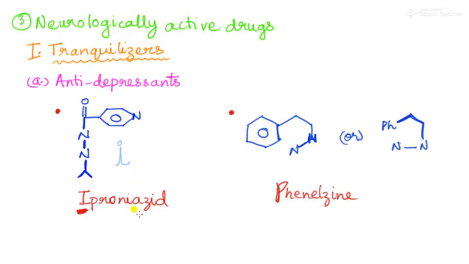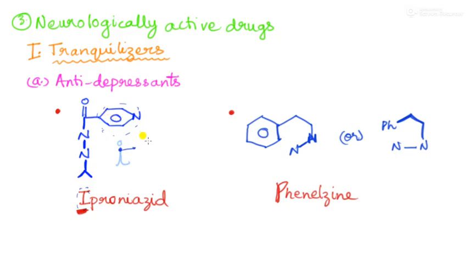Here there are 2 examples, iproniazid and phenelzine. Iproniazid, this I should give you a hint of small I. If you can see, this looks like an I with this dot being oxygen here, and this part being connected to pyridine in this fashion.